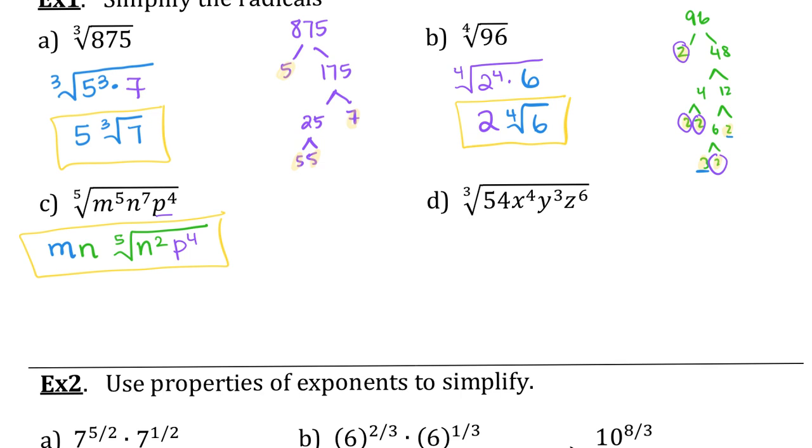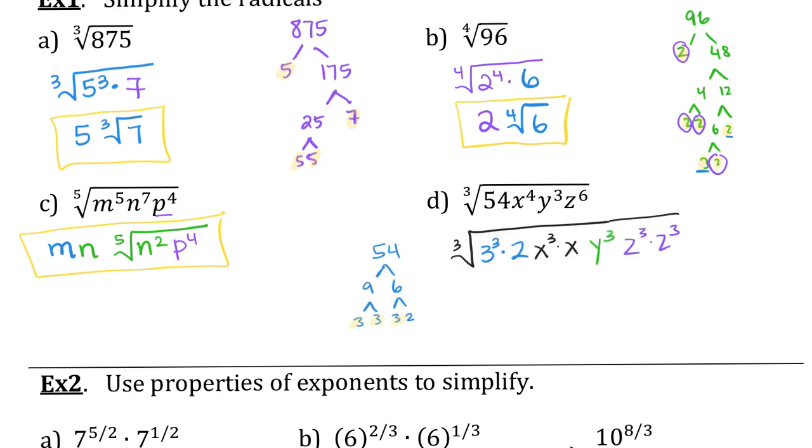Okay, let's look at D. D's going to put it all together. Why don't you pause and try it. I'm showing my setup and my middle step. Some of you show this and some of you don't. If you don't show this step, do show your factor tree so I can see that you got the answer.